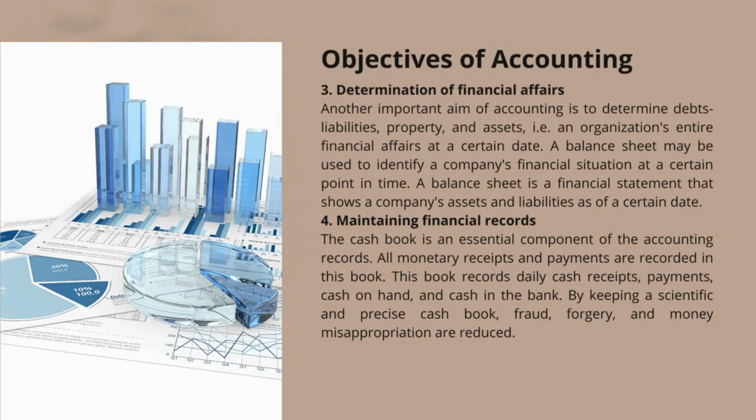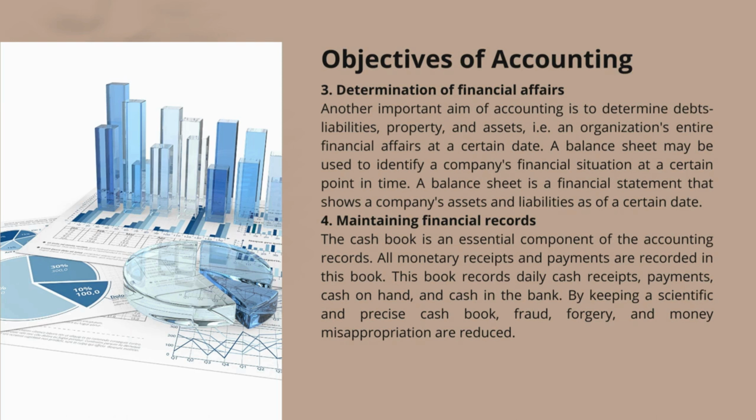Determination of financial affairs. Another important aim of accounting is to determine debts, liabilities, property, and assets, i.e. an organization's entire financial affairs at a certain date. A balance sheet may be used to identify a company's financial situation at a certain point in time. A balance sheet is a financial statement that shows a company's assets and liabilities as of a certain date.